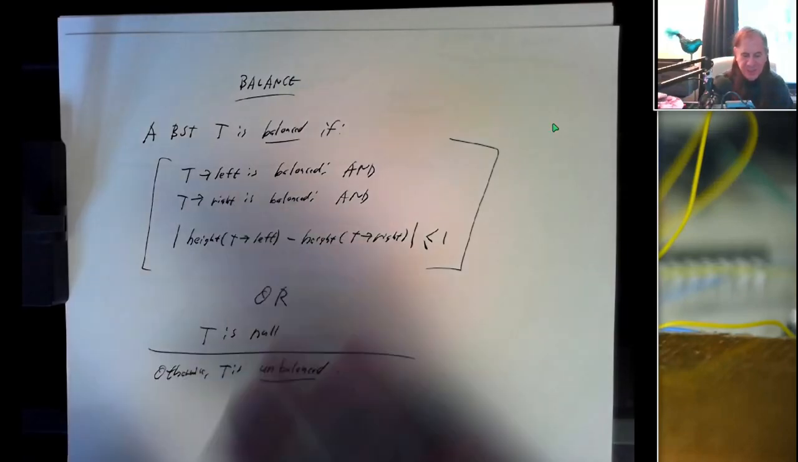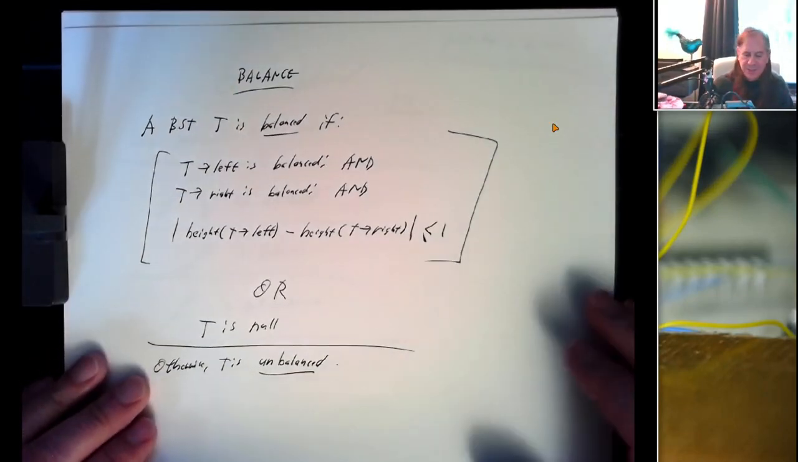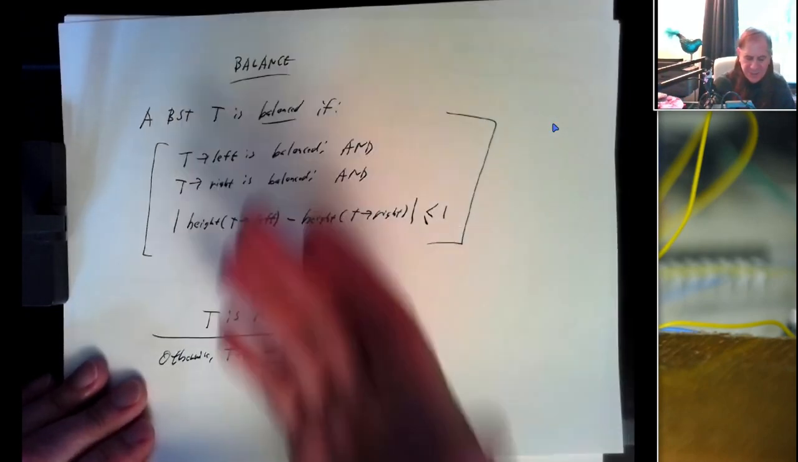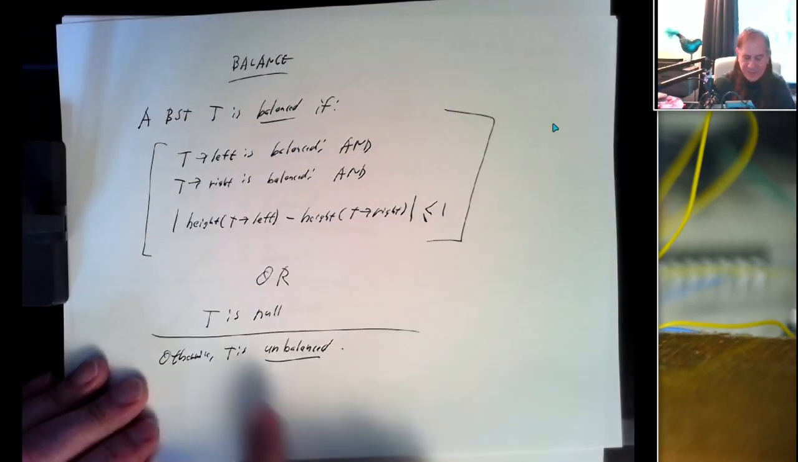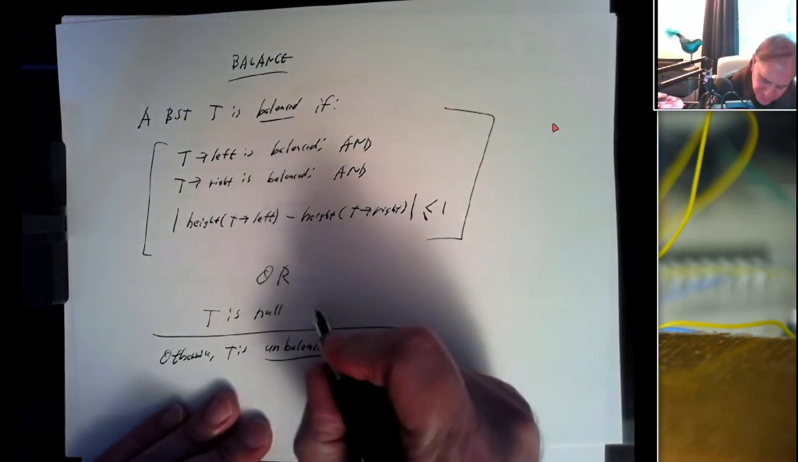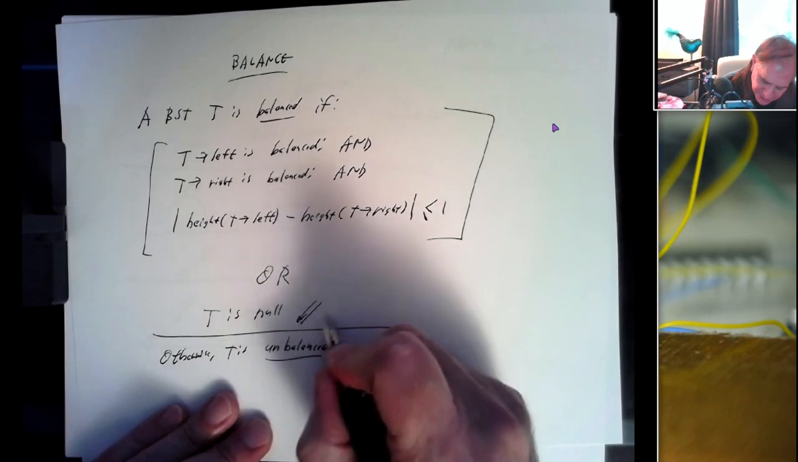And so we can code this. We could write a balance function that takes in the root of a tree, t, and just does these things, right? Now the first thing we would want to do is see if t is null. So let's put a comment here and say check this first.